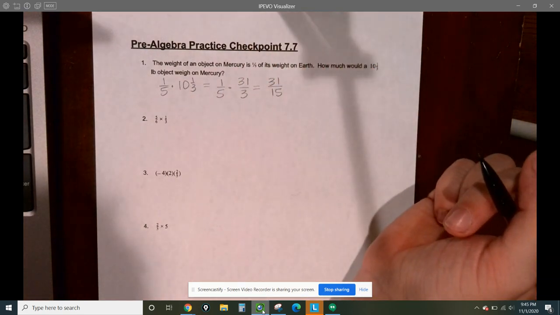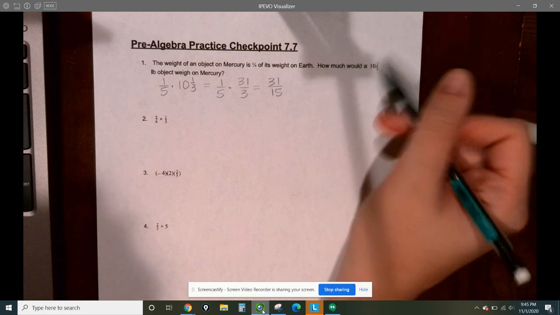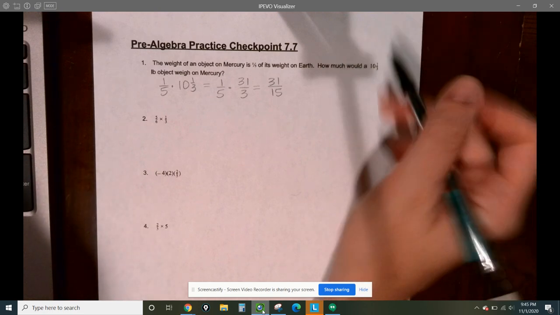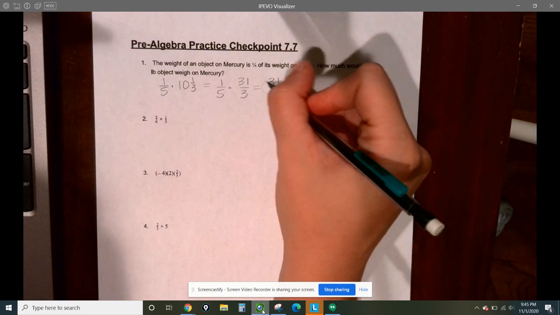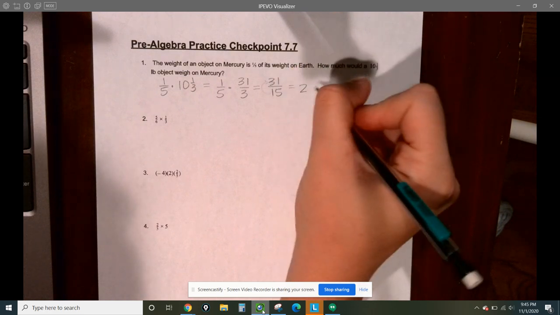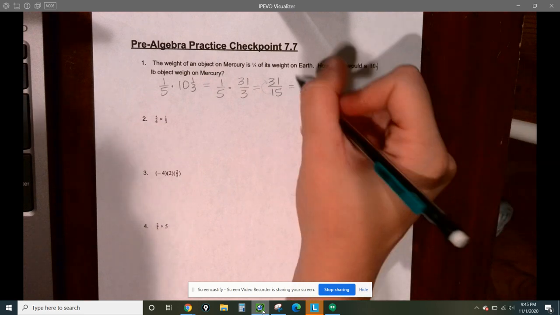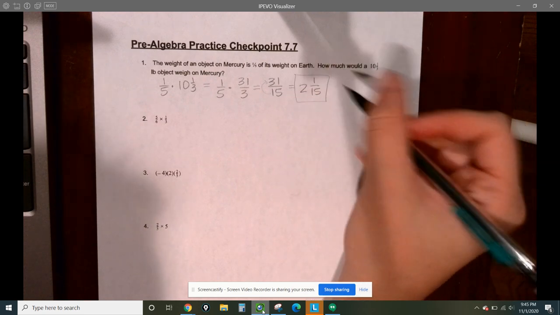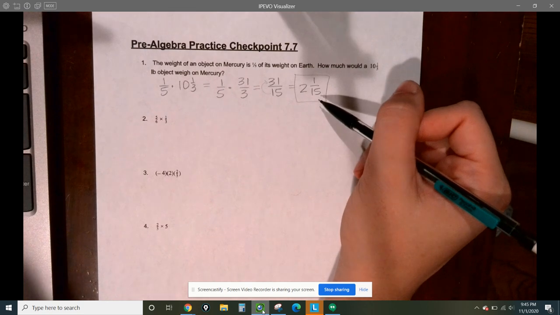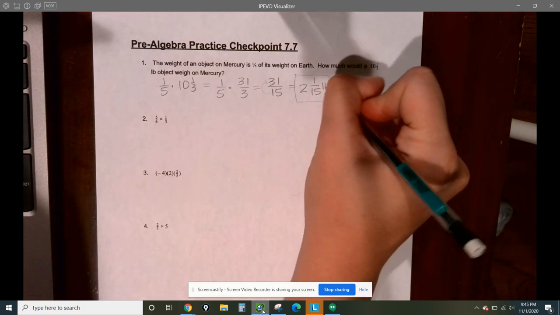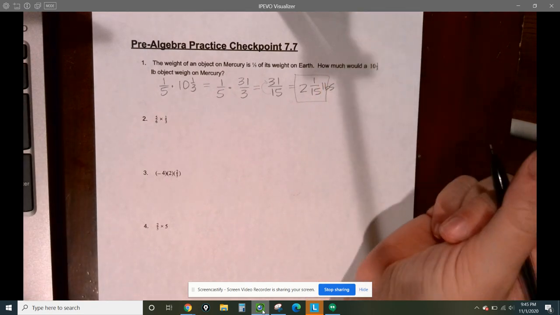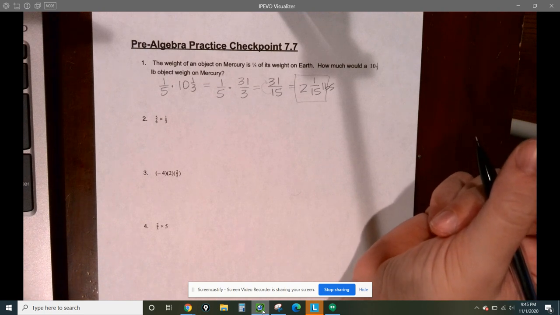So 31 over 15, and I can turn that back into a mixed number like the problem started if I want. So 15 goes into 31 2 times, which is 30, so I'd have 1 left over. 2 1/15. So on Mercury, the object would weigh 2 1/15 pounds. And I better put pounds on there since this was a word problem. We should have labels, units.